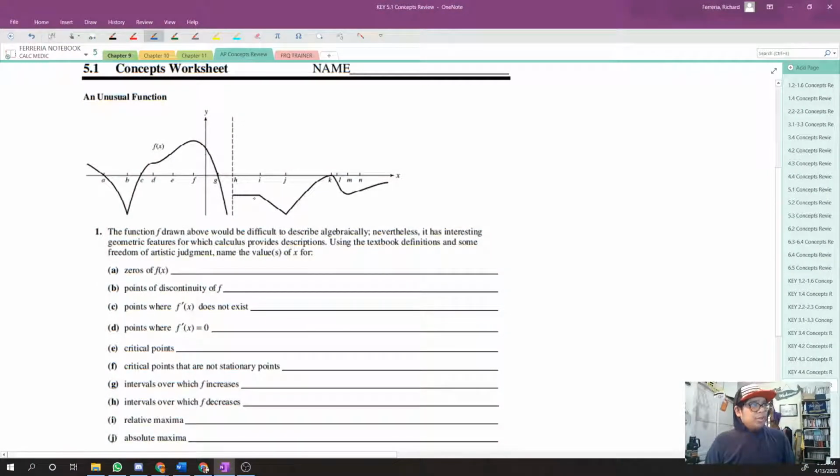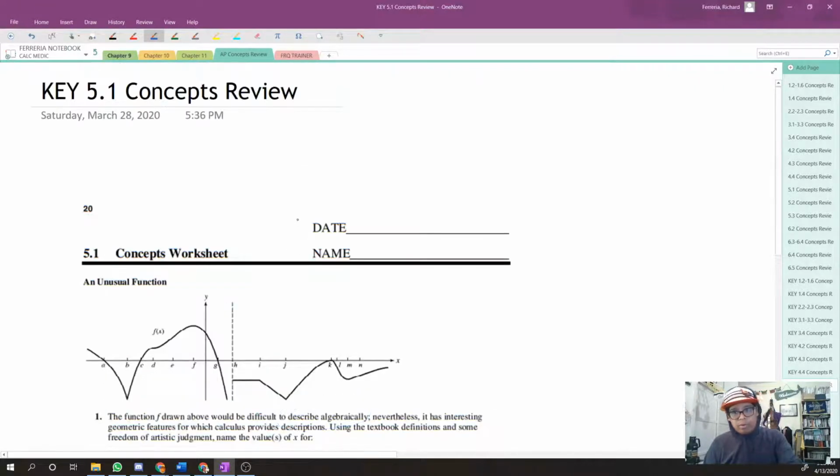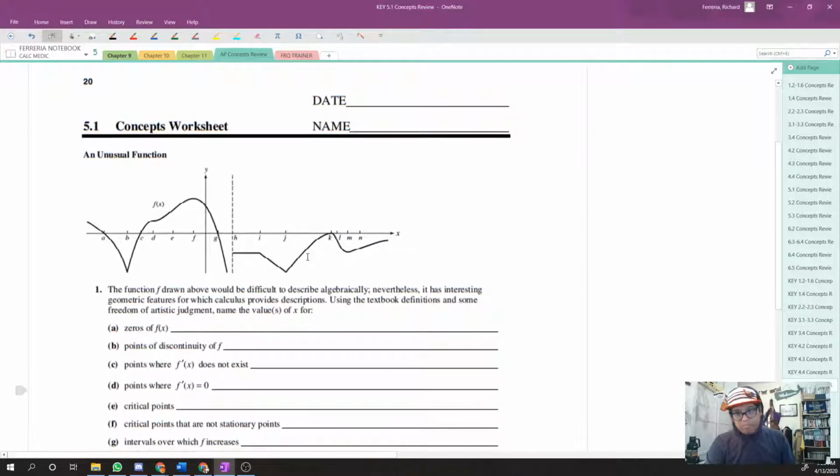So you're introduced to this really kind of a strange function here. It says here it would be difficult to describe algebraically, and I would tend to agree. That's going to be a heck of a function. It looks like it'd be a piecewise function, but that's neither here nor there. The first thing to do is describe where are there any zeros for f. Now remember, this is the function for f.